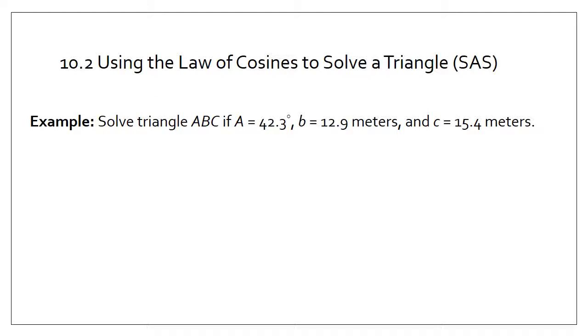So let's try this. Let's solve a triangle if we know that A is 42.3 degrees, b is 12.9, and c is 15.4. Pause the recording, give this a try, and then resume to check your answer.